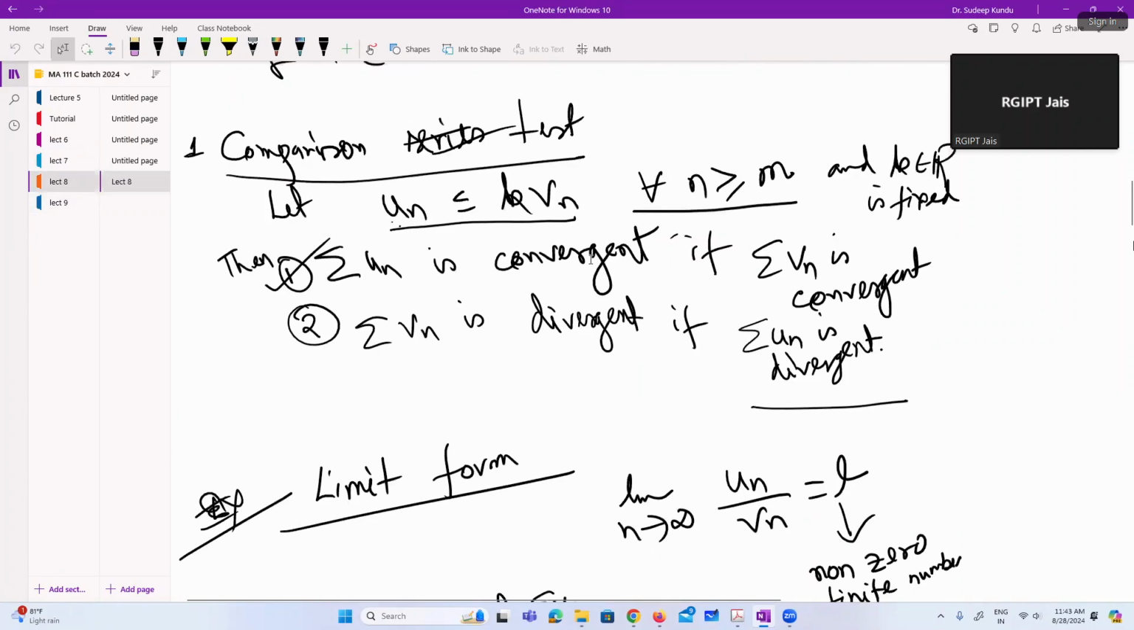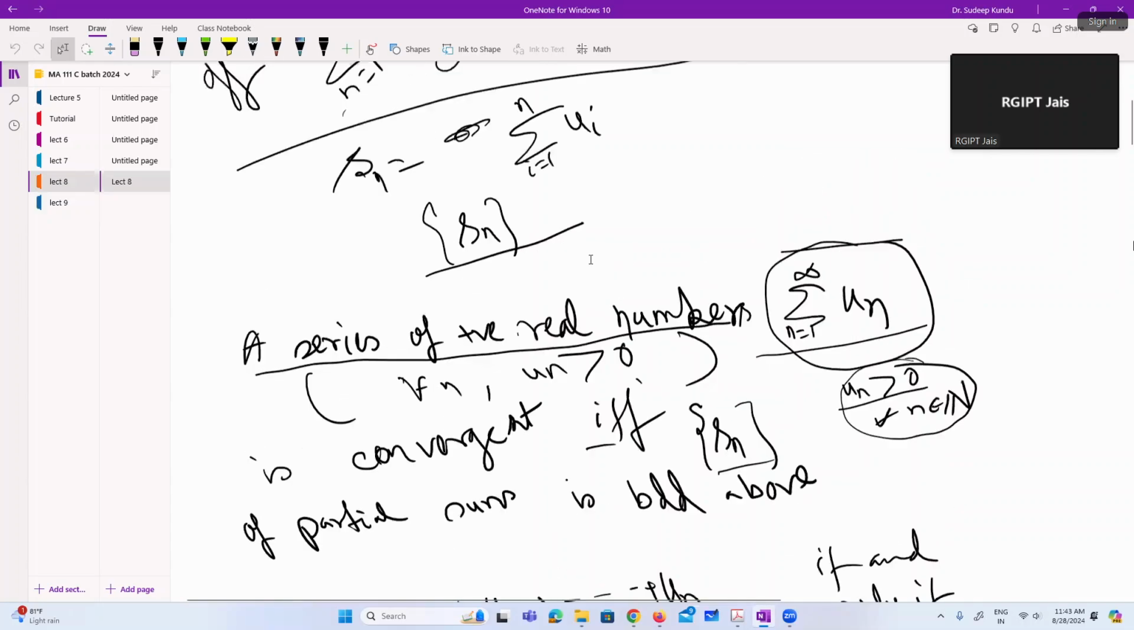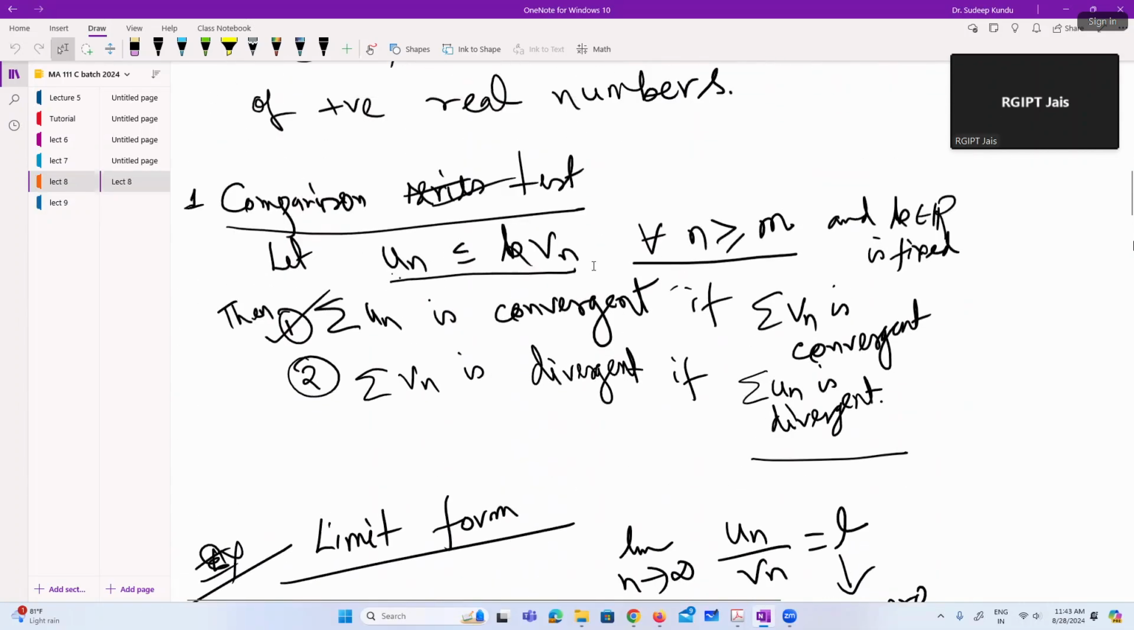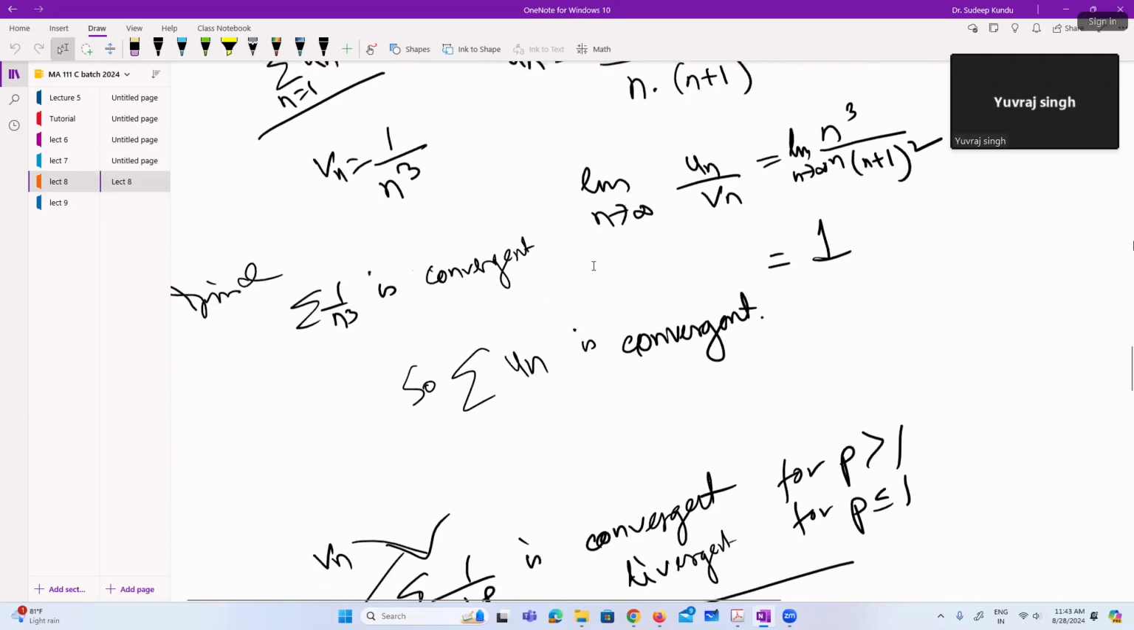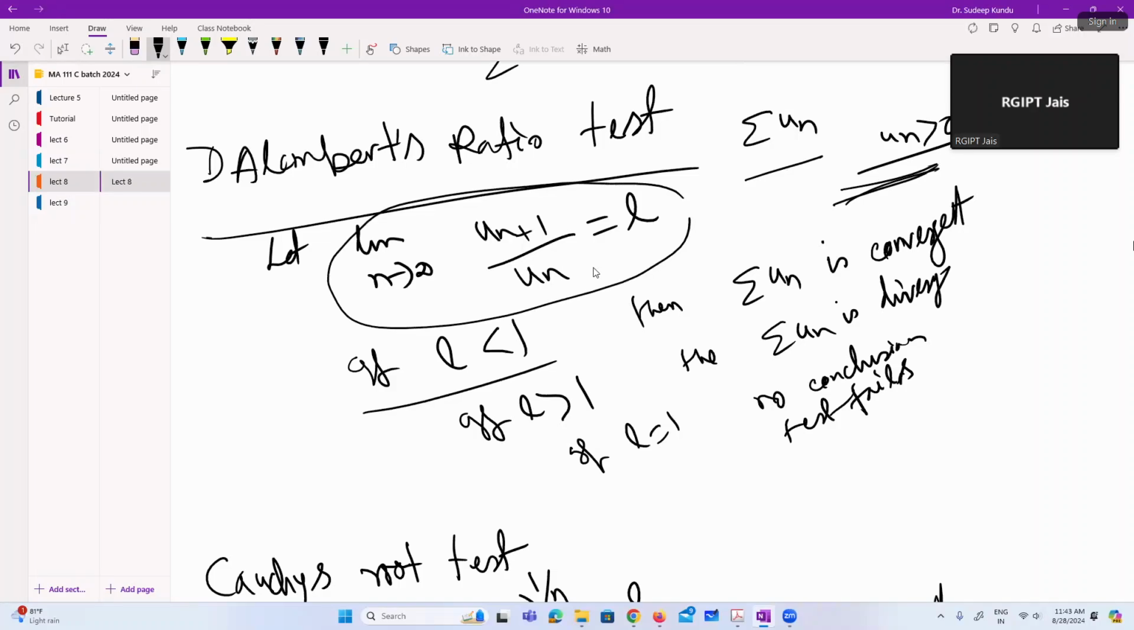In the last class, you have already seen: given a series of positive real numbers, if the limit of Un plus 1 by Un equals L, then if L is less than 1, Un is convergent. If L is greater than 1, Un is divergent. If L equals 1, no conclusion. Right? So you have to calculate what is L.